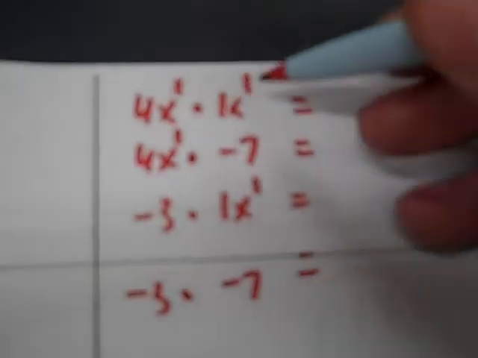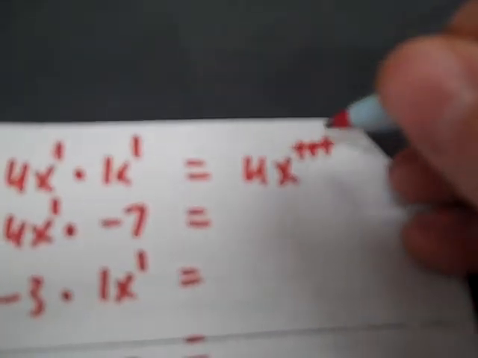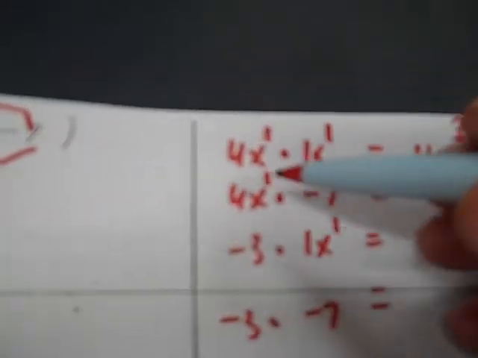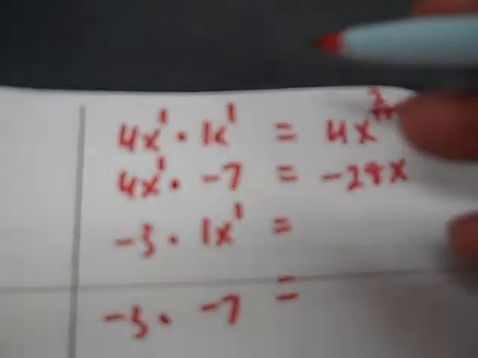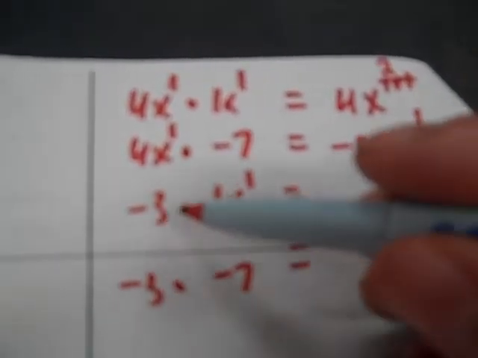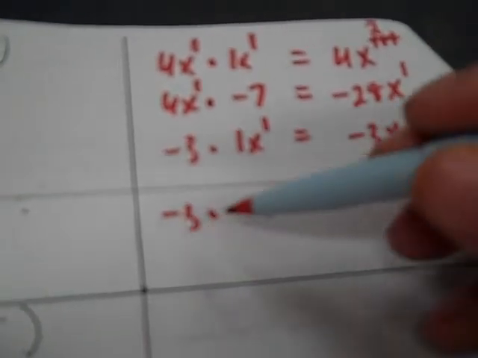Now, when we're figuring out these products, make sure the x's have powers. 1, 1, 1, nothing, nothing, 1, and then nothing. So 4 times 1 is 4. Then on x, you add the powers. 1 plus 1 would be a second power. 4 times negative 7 is negative 28. Then on x, you just have the 1 power. Negative 3 times 1 is negative 3. Then on x, you just have the 1 power. Negative 3 times negative 7 is 21. And then you're not even going to have an x, because I have nothing in either factor.